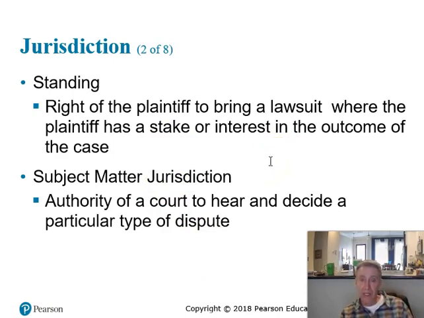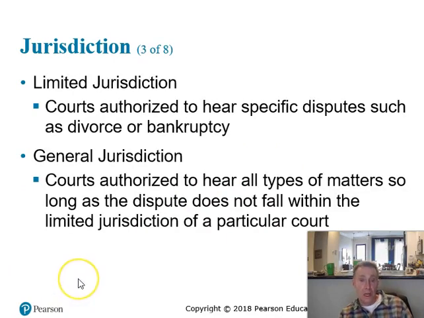Subject matter jurisdiction is the authority of a court to hear and decide a particular type of dispute. Now, there's limited jurisdiction, that's what we're talking about when I said small claims court, family court, bankruptcy courts. Those are courts that are authorized to hear specific disputes. Now, a general jurisdiction court is a court that can hear all types of matters, as long as the dispute does not fall within the limited jurisdiction of a particular court. So if it doesn't fall into the limited jurisdiction, then it goes to the general court.